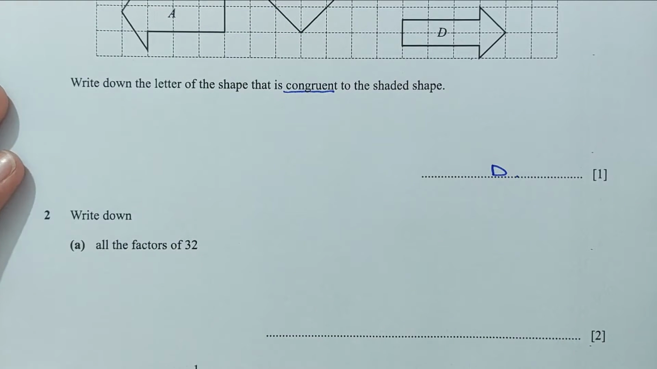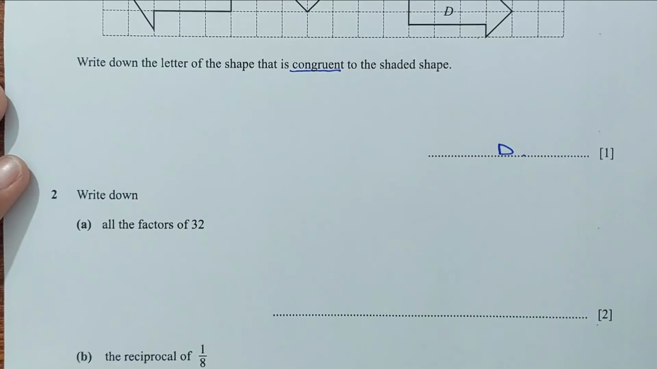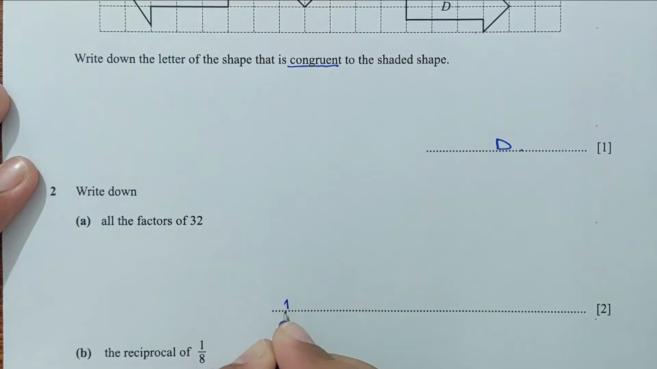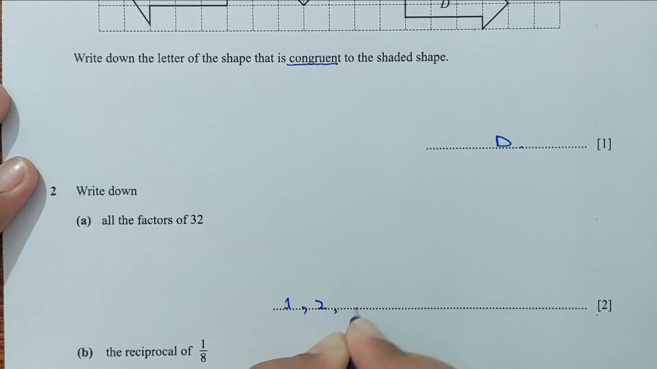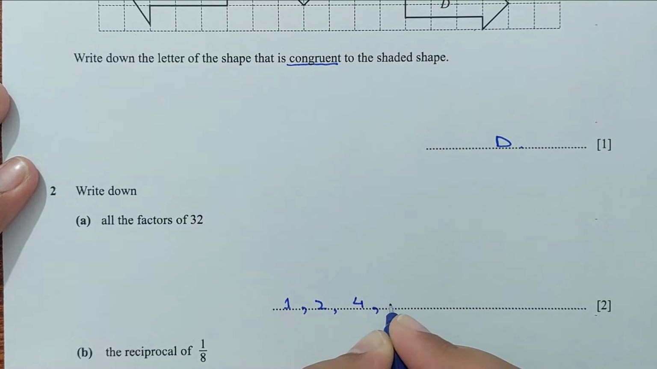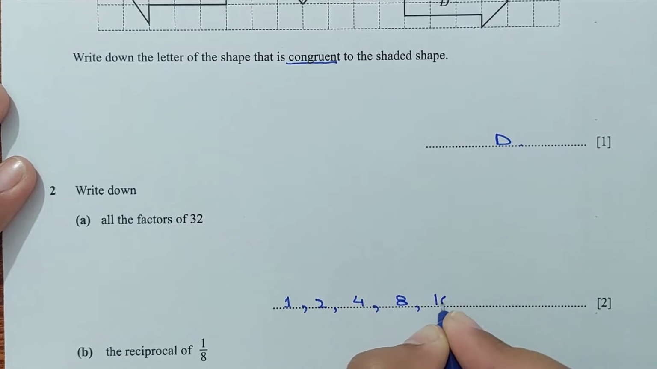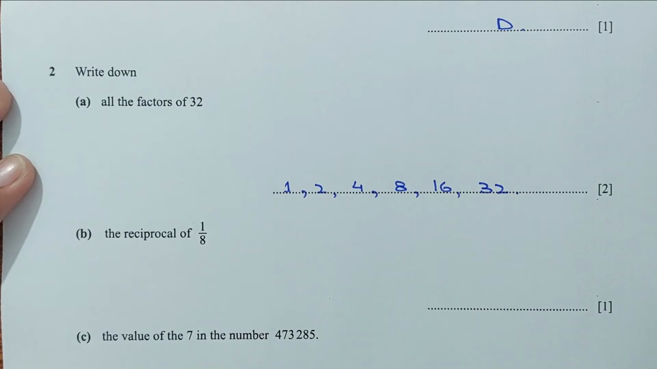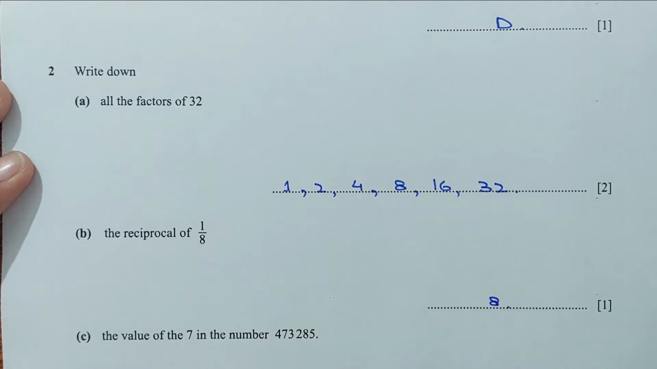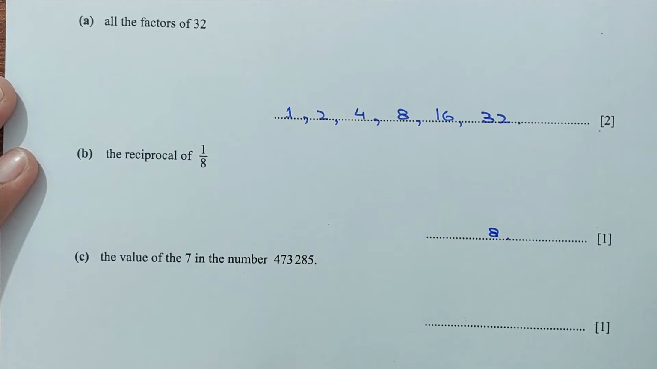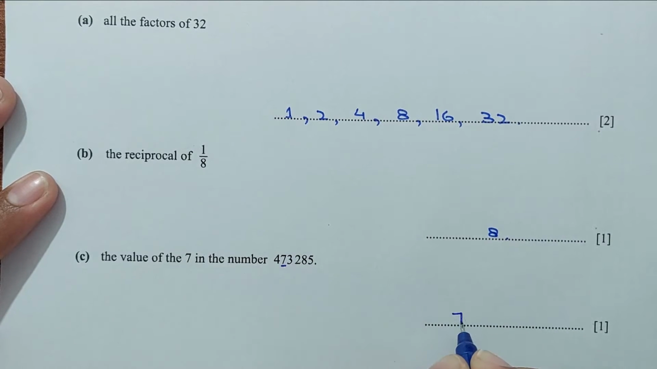Question number 2, part A: write down all the factors of 32. 32 is divisible by 1, it is divisible by 2, 4, then 5, 6, 7 no, it's 8, 16 and 32 itself, right? Now for part B, the reciprocal of 1 by 8 is 8. Now for part C, the value of 7 in the number: the value of 7 is 7 and 1, 2, 3, 4 zeros. So it's 70,000, right?